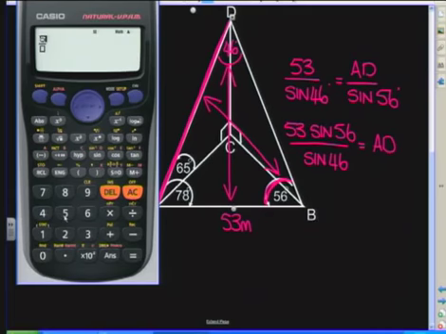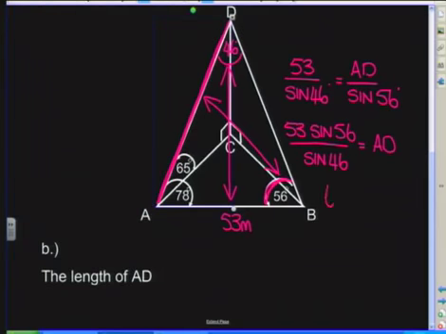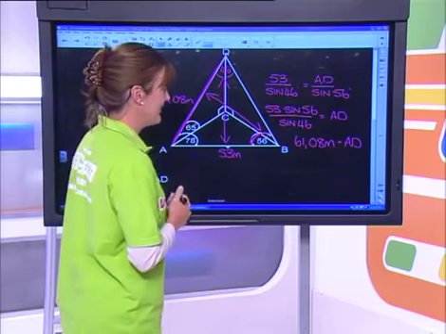So we've got 53 multiplied by sine of 56 over sine of 46, and we get 61.08. So 61.08 meters is the length from A to D. 61.08. Okay, so that's what we've got so far. Hope you guys are understanding that. Okay, let's have a look at the next question.